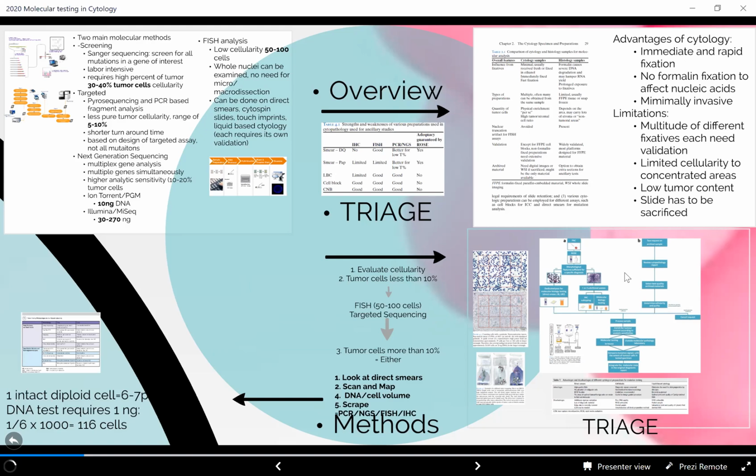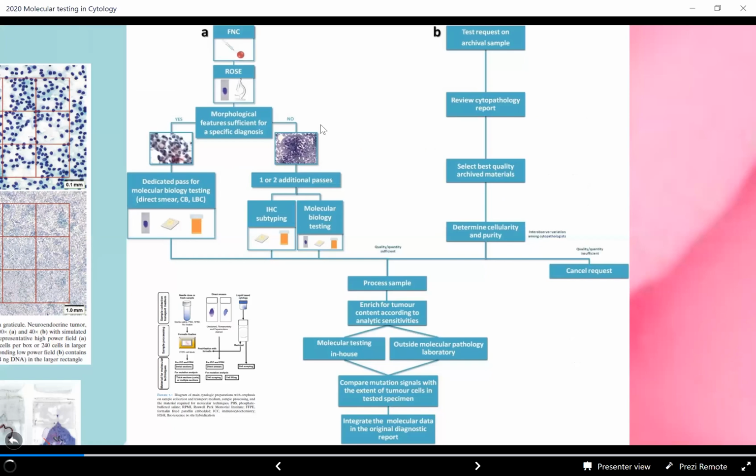So triage, what exactly is triage? When you come to ROSE, this is the part where you come in, where you look at the slides and make sure that there's enough. Is there enough for molecular diagnostics as well as IHC if you're going to do it, and just in case you want to make the rest of the smears. So knowing what kind of testing is provided in your institution, you also want to know what the other clinicians would want or expect. So this is where you are triaging.